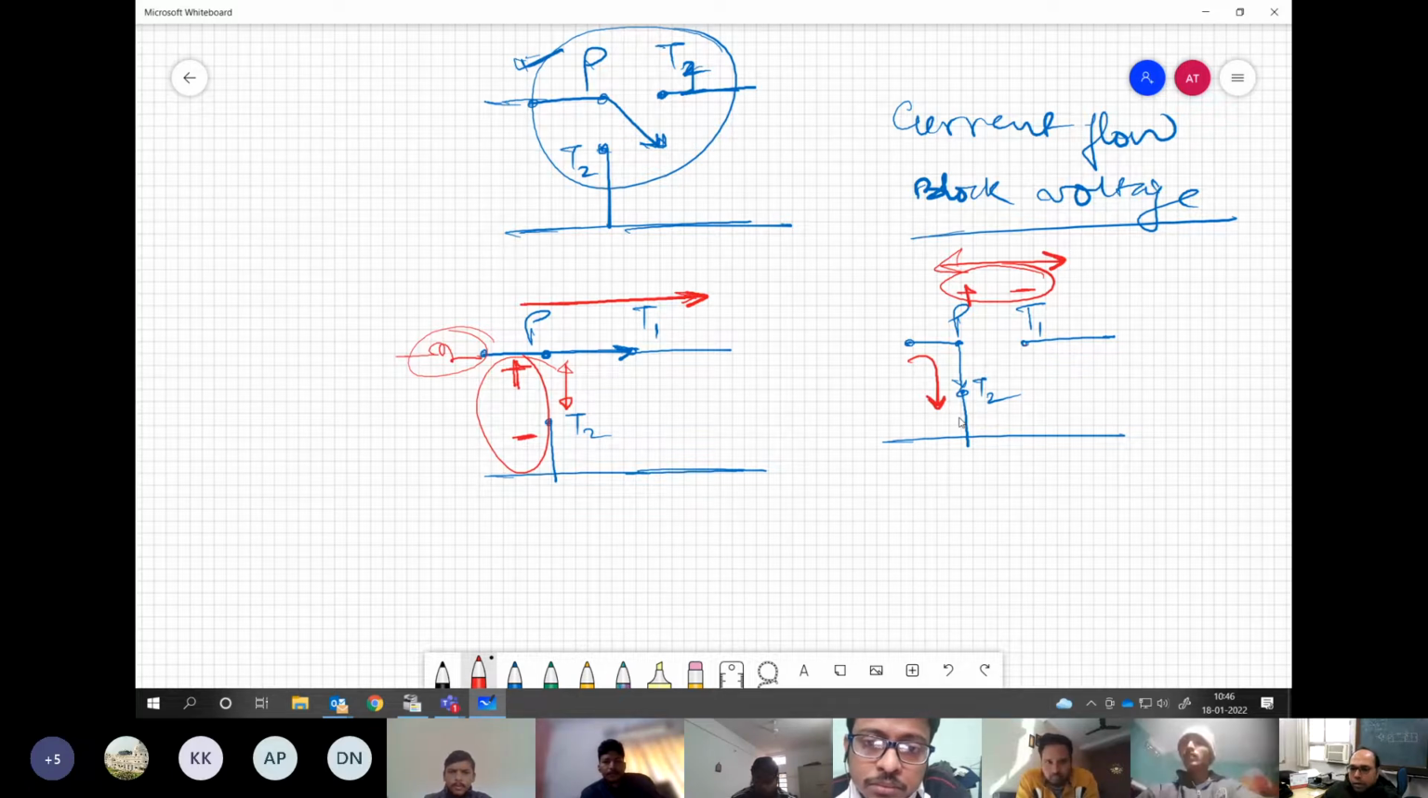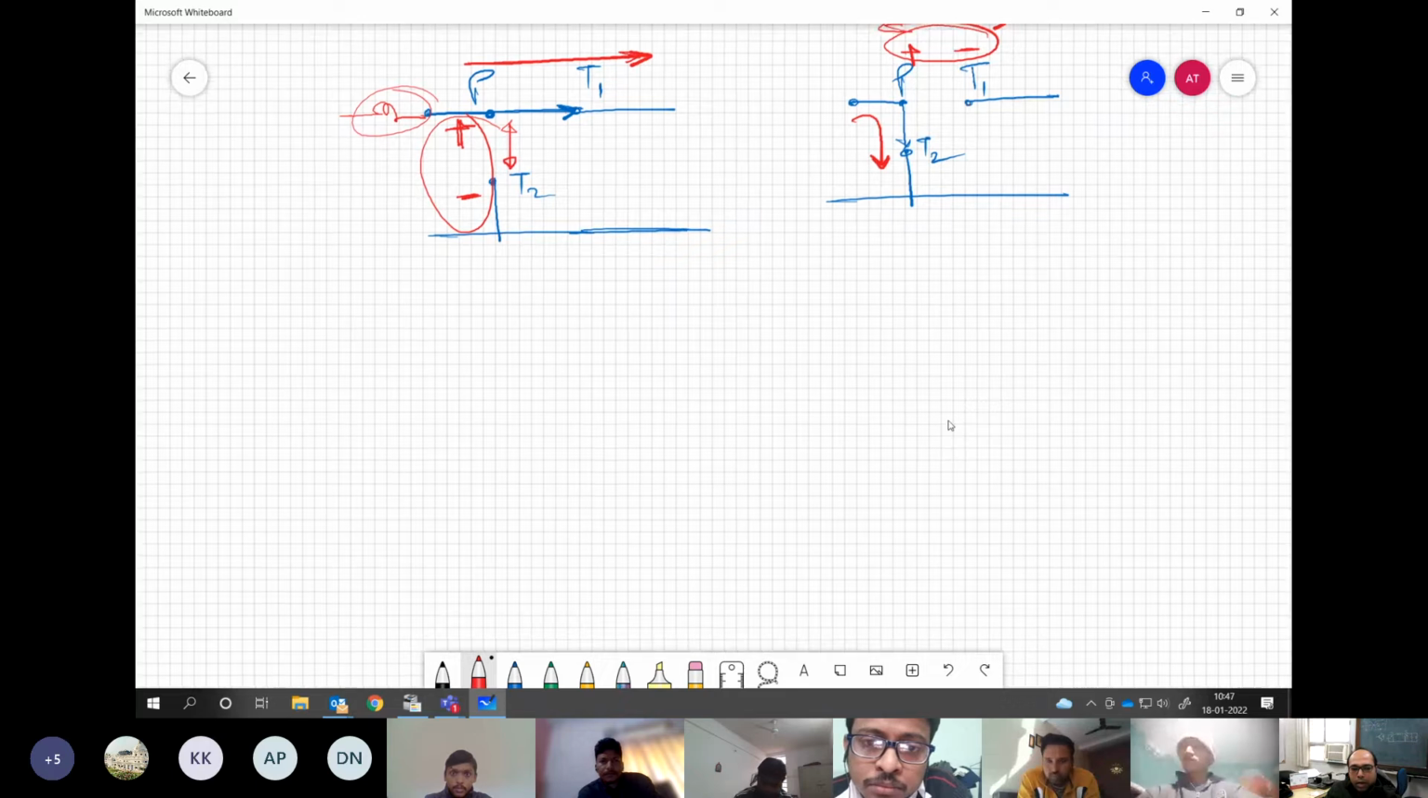Now this can be realized by something we call a switch, but here I am talking about an ideal switch. What is the definition of an ideal switch? Each of PT1 and PT2 that I have drawn is basically an ideal switch.